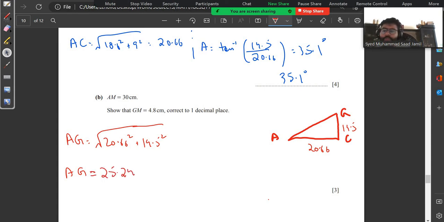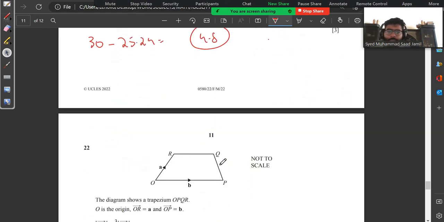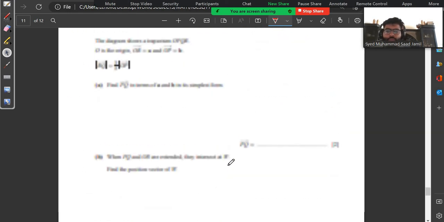Now the whole length of AM was how much? AM was 30. So we will subtract 25.24 from 30, and then we will get the respective answer, which is correct to 4.8 centimeters.